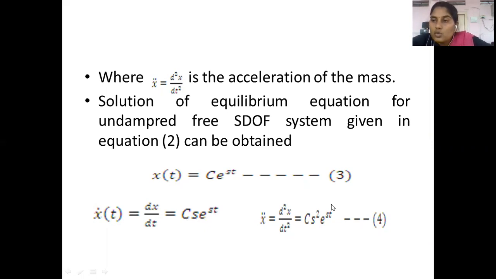Okay, both these parameters, x dot and x double dot, we have to put into equation number 2. So I request all of you, please write down these parameters. We will move towards the next point.